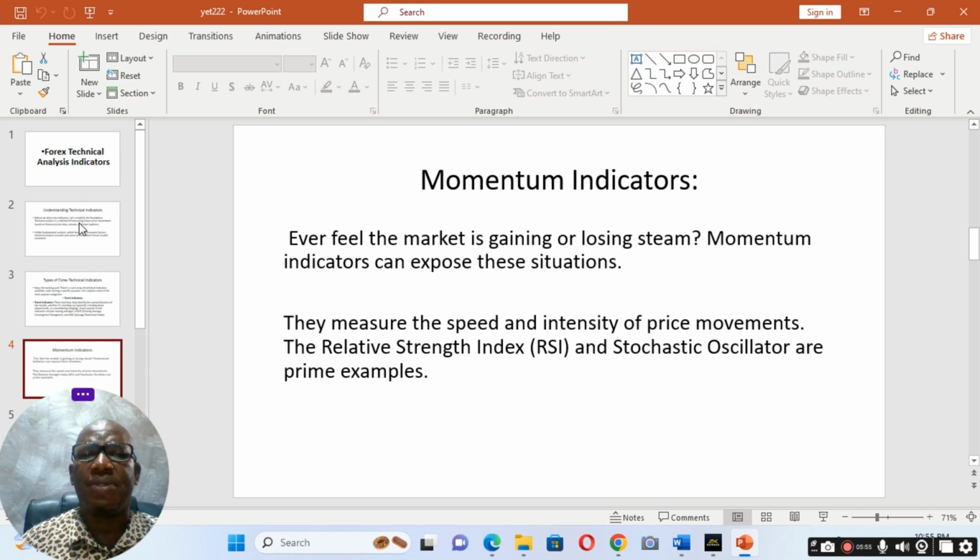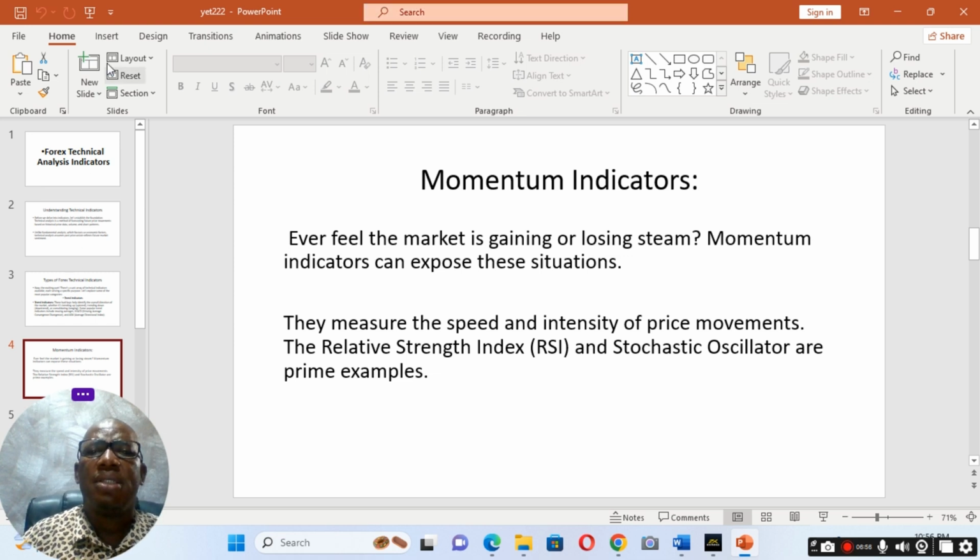We have the momentum indicators. Now, are you feeling, oh, this market has been selling for a long time? How sure am I that the buyers will not come to the market? Or the buyers have been buying for a long time. How sure am I that they will not come down? Now, the momentum indicators help you determine the momentum in the market. The basic ones are RSI, Relative Strength Index, or stochastic oscillator. These are the prime example of momentum indicators. Once you see them on the chart, they will tell you, on a scale from 0 to 100, if the market is overbought or oversold.